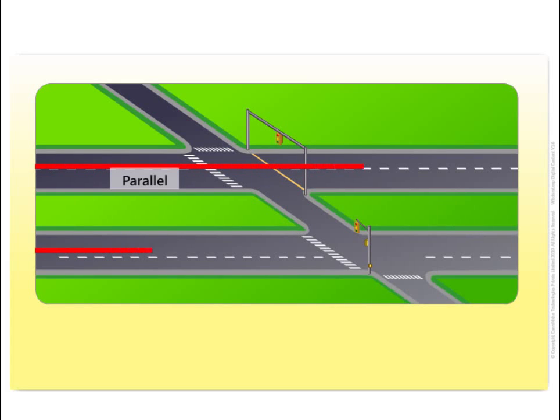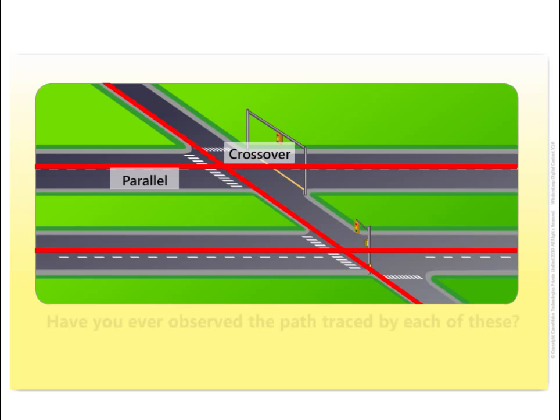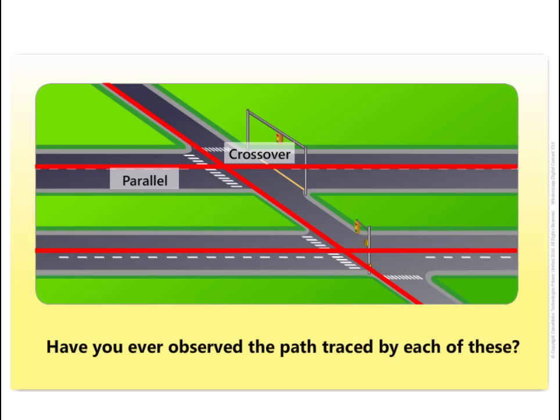Two roads can run parallel in two lanes, or cross over at a junction, or form one way. Have you ever observed the path traced by each of these?